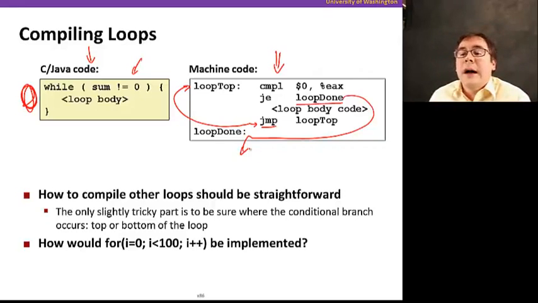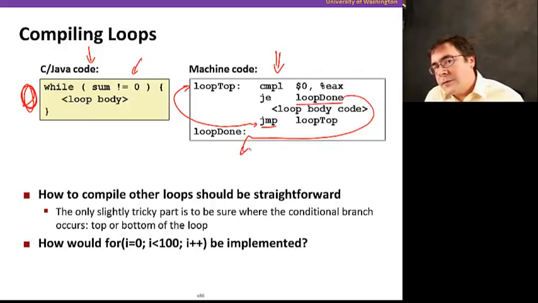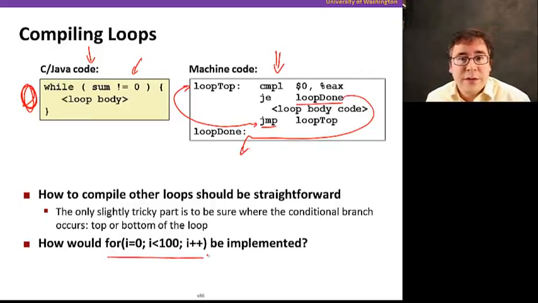And how the compiler implements other loops should be straightforward. The only trick is where you put the conditional branch, either at the top of the loop or at the bottom of the loop. For example, if you implement for i equals 0, it's going to loop until i is greater than or equal to 100, and it's going to keep incrementing i. So before the loop starts, we set i to 0. We have a condition that checks while i is less than 100, and in the body of the loop, we keep incrementing i. And then we'll jump out of the loop as long as this condition is no longer satisfied.